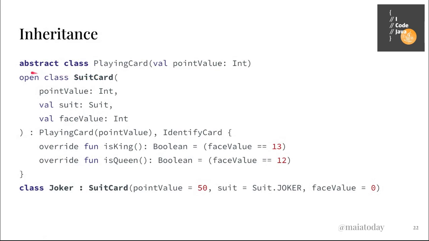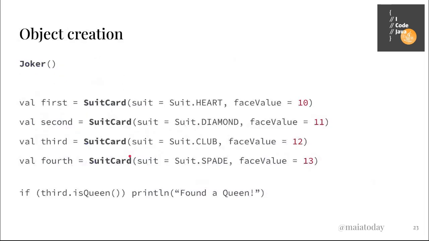There's another class. You define it as open if you want some other class like this joker to be able to derive from suit card. And here's suit card deriving from playing card. It gets the point value from the playing card, so it can access the state in the parent class. And then there we've got some state and we've got some behavior. And then how do you create these objects? Notice no new keyword. You just call it like this or like this, setting the parameters like that with some named parameters. And then you would use it like this. There you would get the behavior of the object.